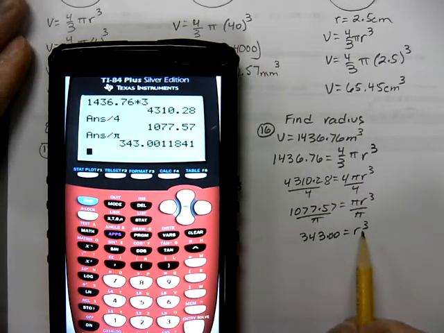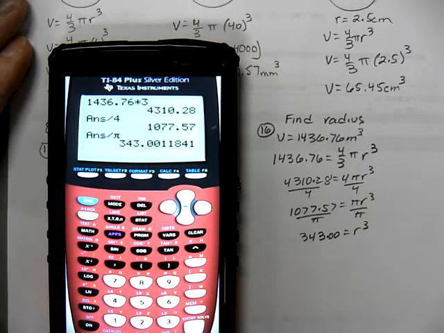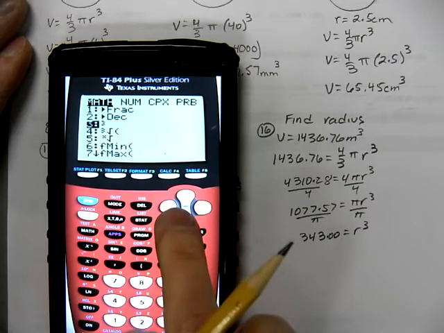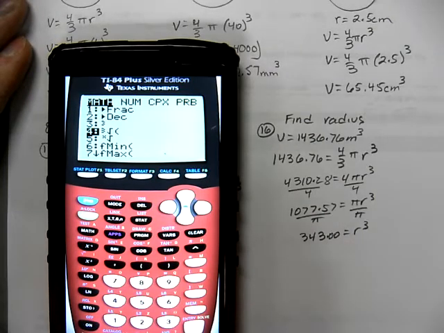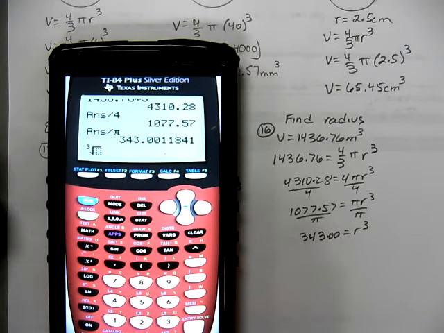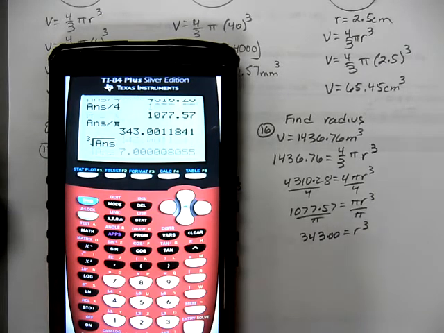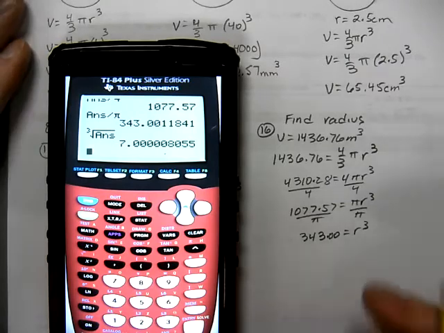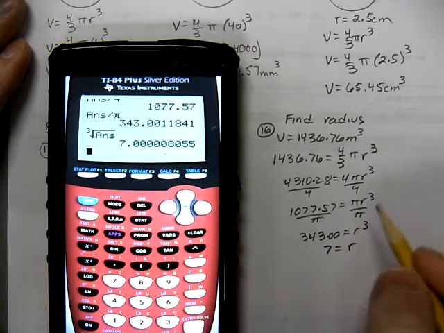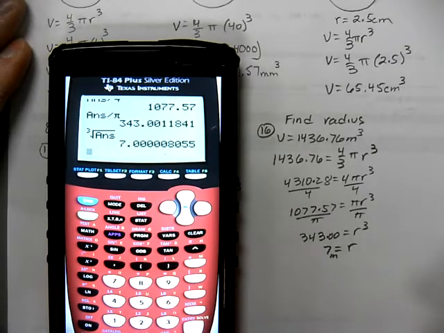And then, how do we get the r by itself? We take the cubed root. So under the math key, there is a cubed root button. So we're going to take the cubed root of our answer, and that gives us just about 7. And these would be in meters.